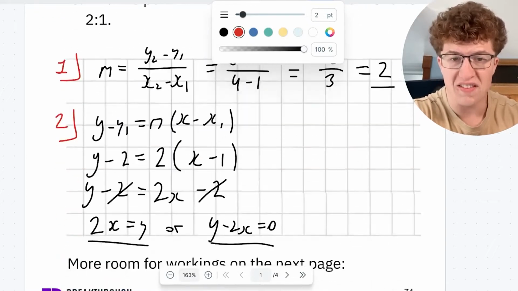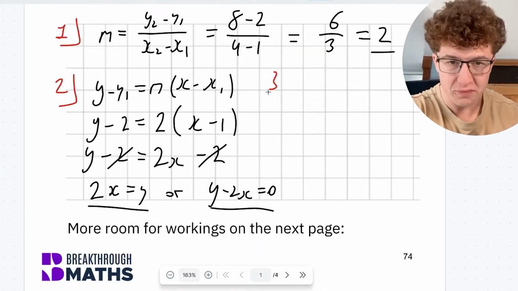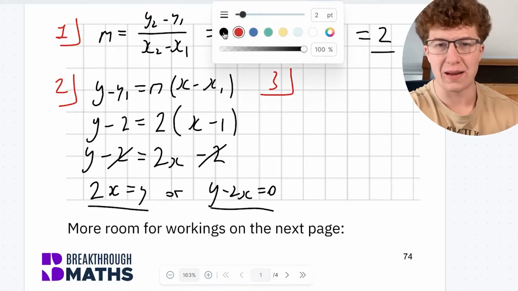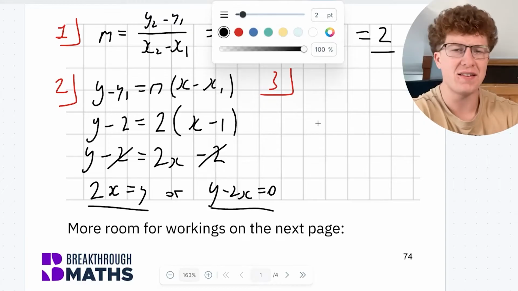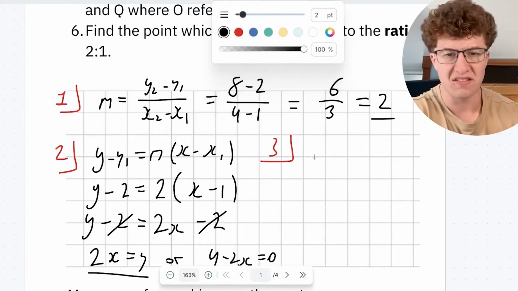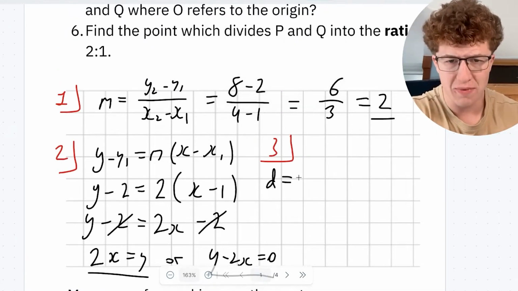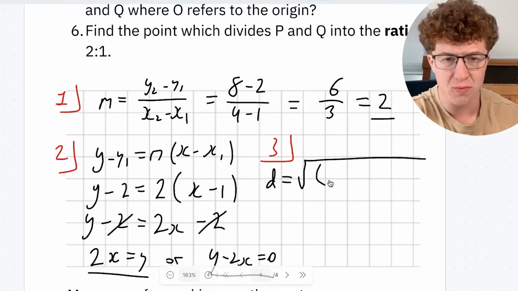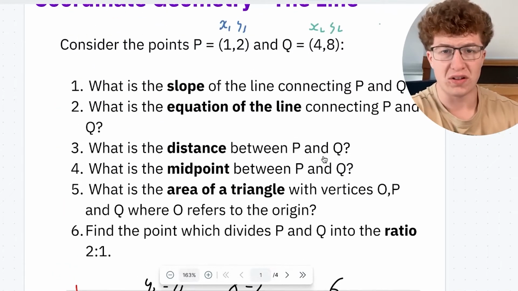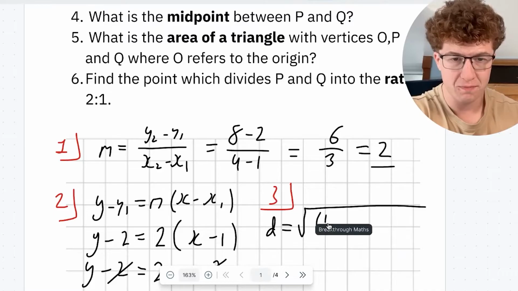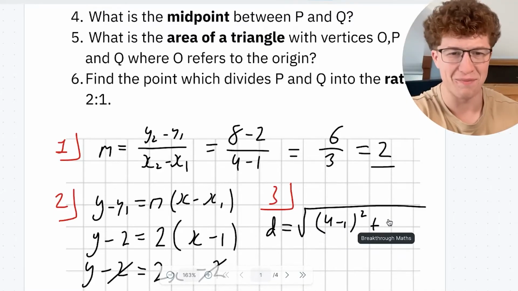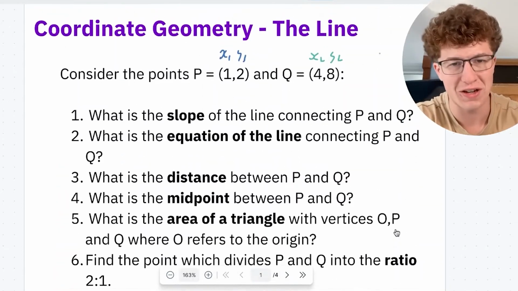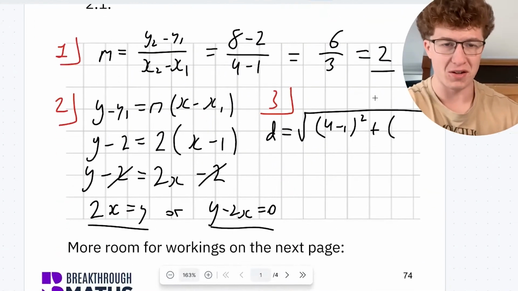Then the third one is the distance between P and Q. Again, if you don't remember the formula in your log tables, look at it. Length of PQ, length of the line, and distance between the points is the same thing. So the distance between them is going to be the square root of (x2 minus x1), so it's going to be 4 minus 1, all squared, plus, yeah, see, make sure with the formula, look at it, (y2 minus y1), which is 8 minus 2.